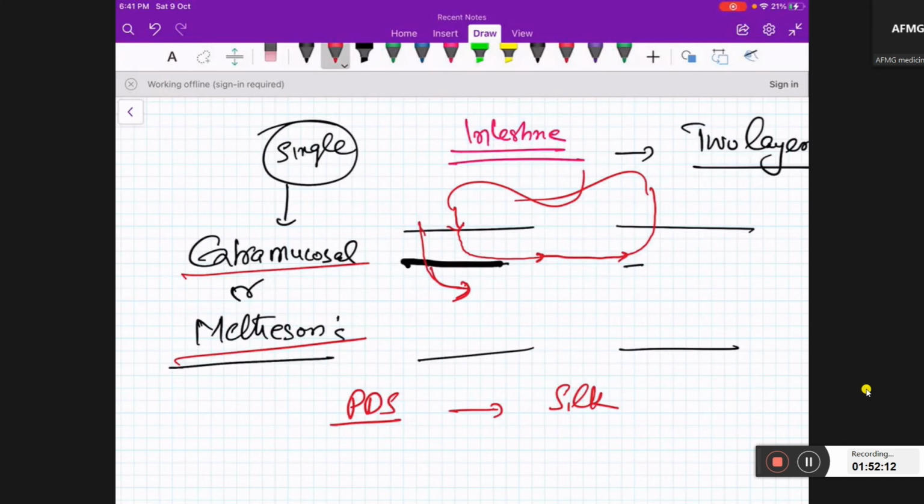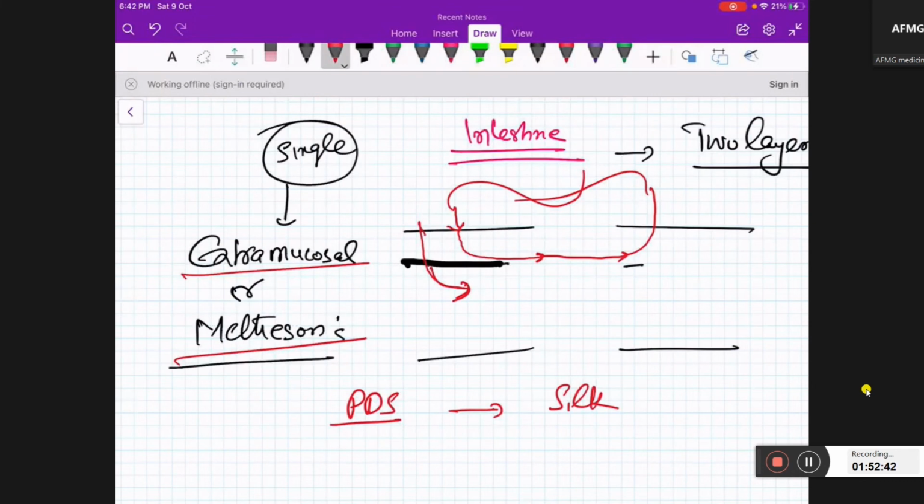You can use silk also. You can use PDS also. Basically, what is the advantage between silk and PDS? With silk, the chances of infection are higher because it is braided. PDS is non-braided. Okay? So this is the extramucosal repair method.